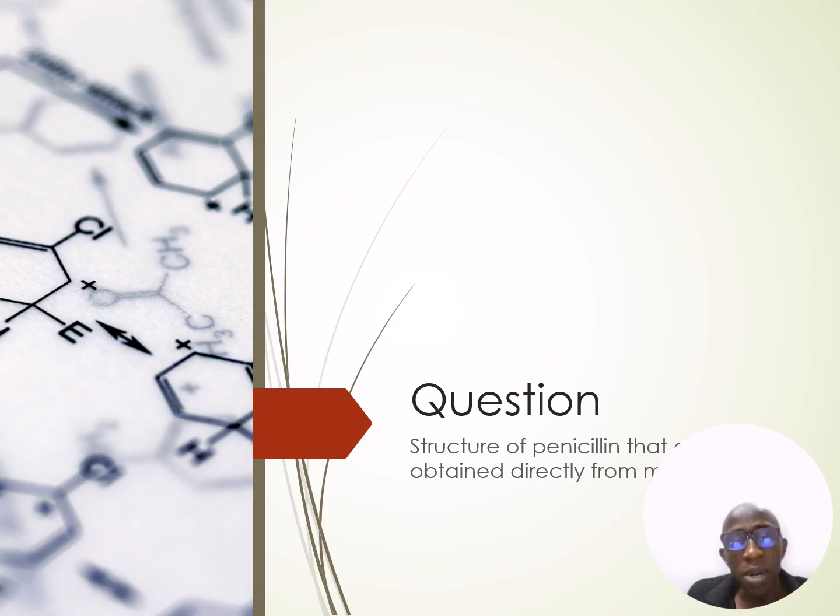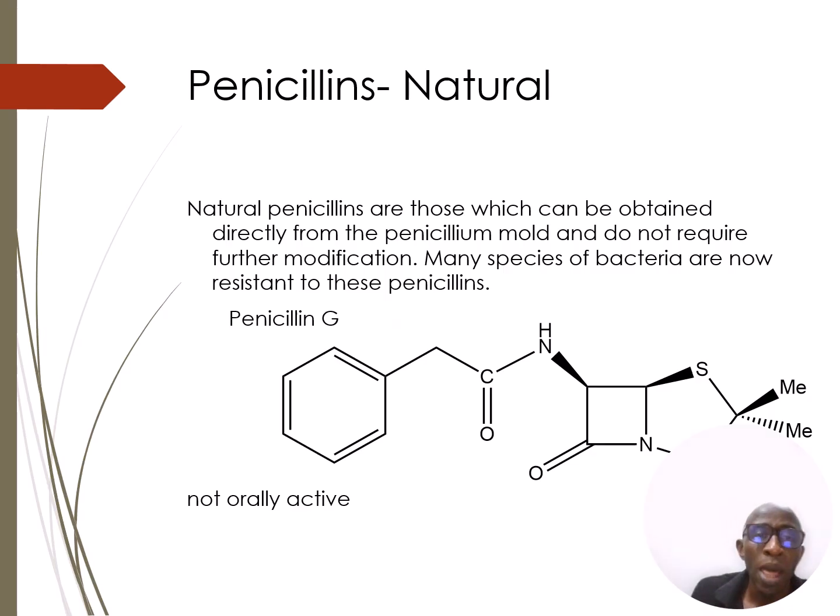This is not complete, but it's a question I want to ask: do you know the structure of penicillin that was obtained directly from mold? In other words, I'm asking you for the structure of penicillin G, the naturally occurring penicillin. So this is the one. My image here is blocking this. This is COOH. You would have seen it from the other one. And this is not really active orally because it cannot survive the acidic condition of the gut.